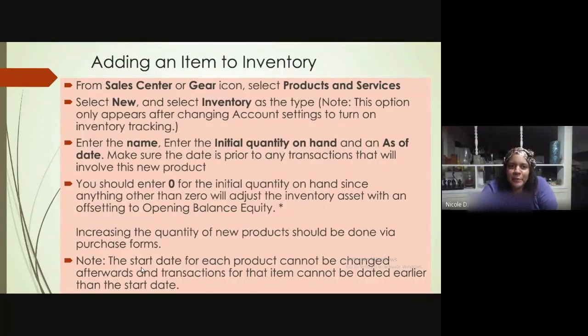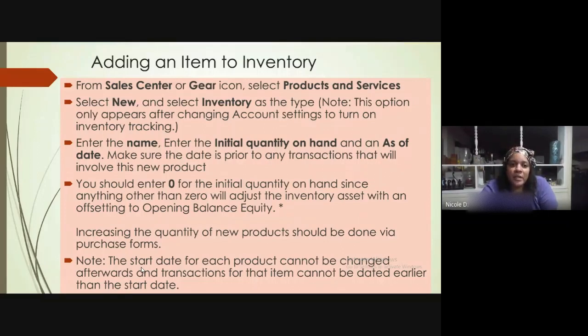Adding an item to inventory. You're going to go to either your sales center and then select products and services, or you can go to your gear icon and select products and services. Then you're going to click the green New button and select inventory from the pop-up window that comes up. Then the enter inventory information screen comes up and you're going to enter the name, the initial quantity on hand, and the as of date.